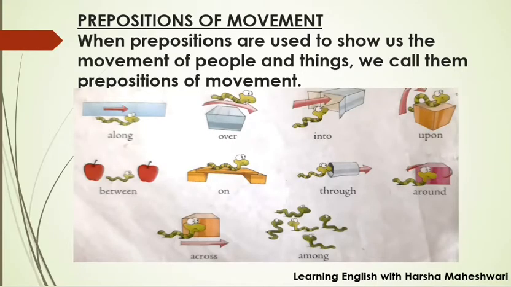Let's see prepositions of movement. When prepositions are used to show us the movement of people and things, we call them prepositions of movement. So here are a few examples of prepositions of movement. Along, over, into, upon, between, on, through, around, across, among.